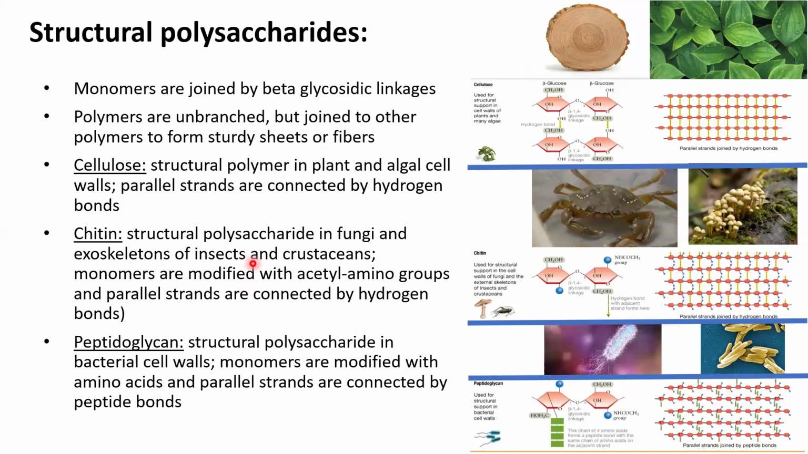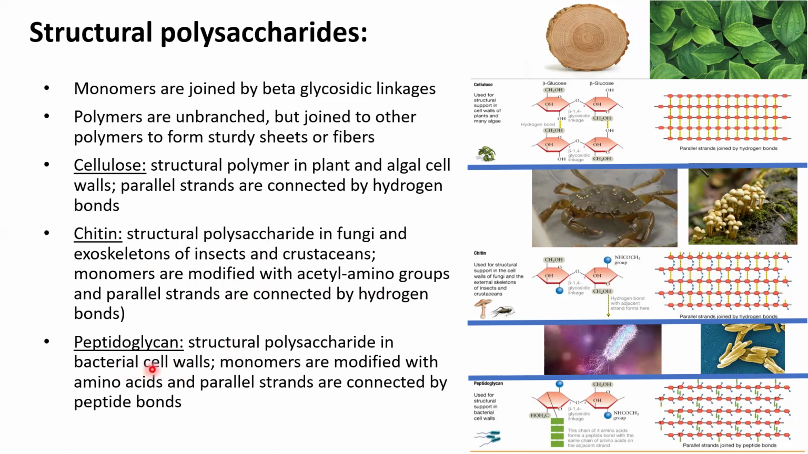With fungi and exoskeletons of insects and crustaceans, chitin is the structural polysaccharide. And these are usually modified using acetyl amino groups, like these guys here. And basically the parallel strands end up being connected by hydrogen bonds like this.